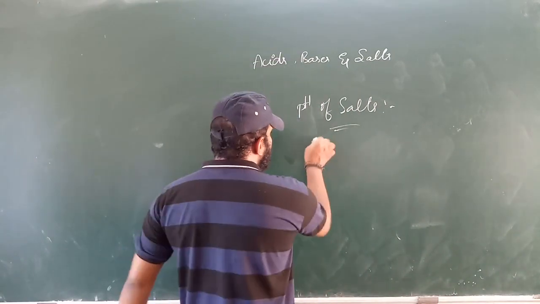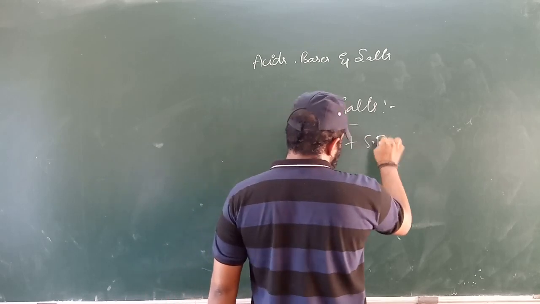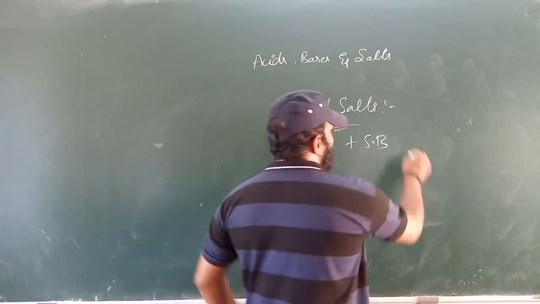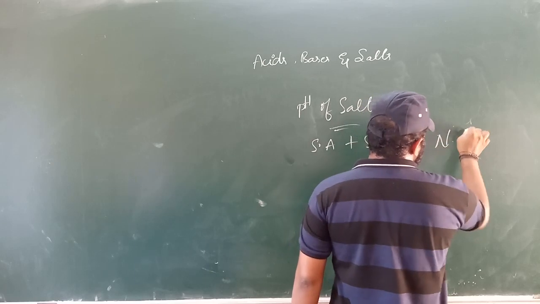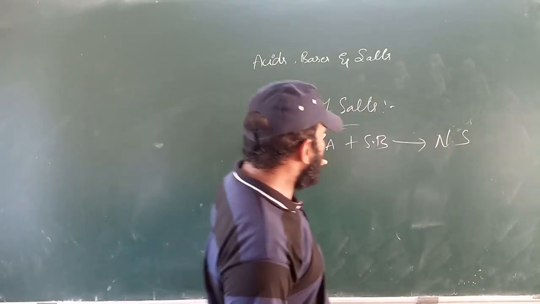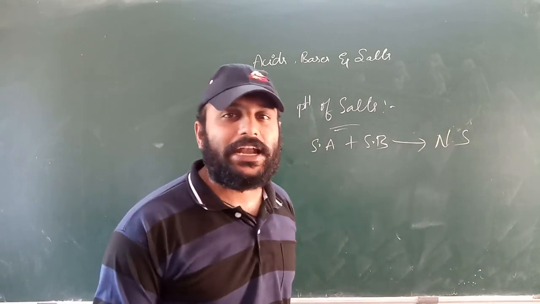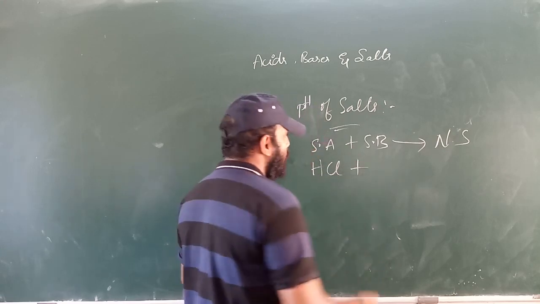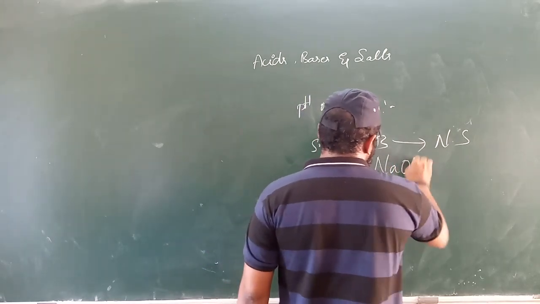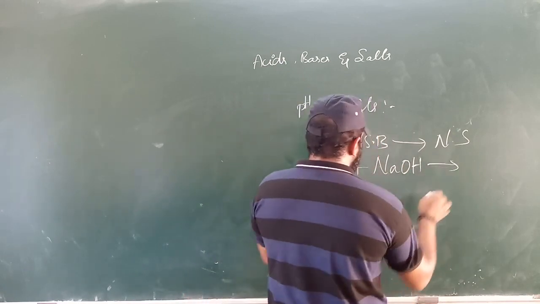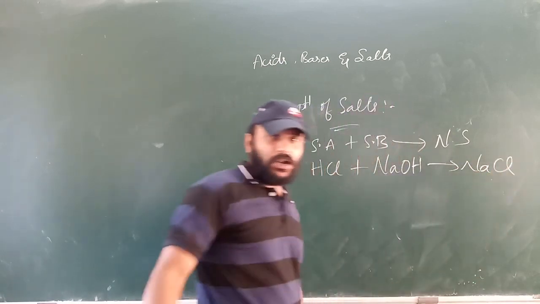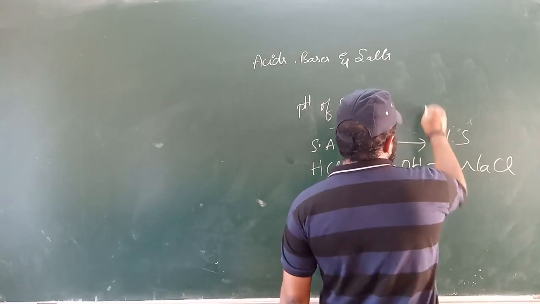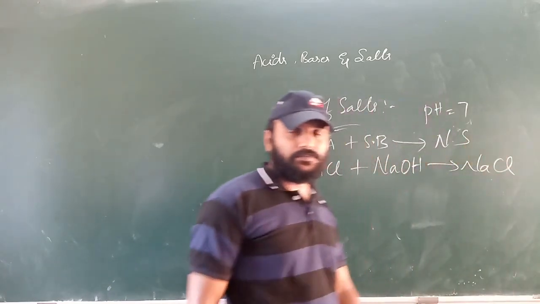If we react a strong acid with a strong base, what is the product we will get? We will get a neutral salt. For example, for the strong acid I will take HCl. For the strong base I will take NaOH, sodium hydroxide. What will you get? Na reacts with Cl to form NaCl. So it is a neutral salt. Neutral salt means the pH value will be equal to 7.